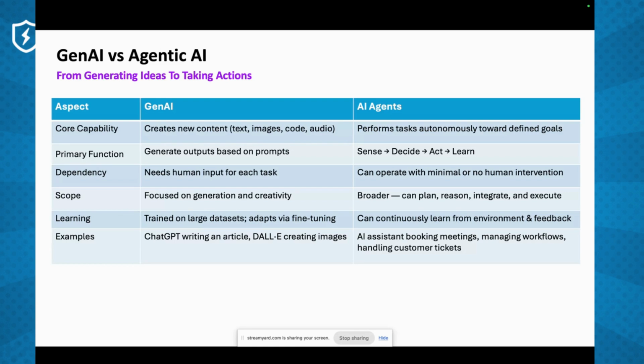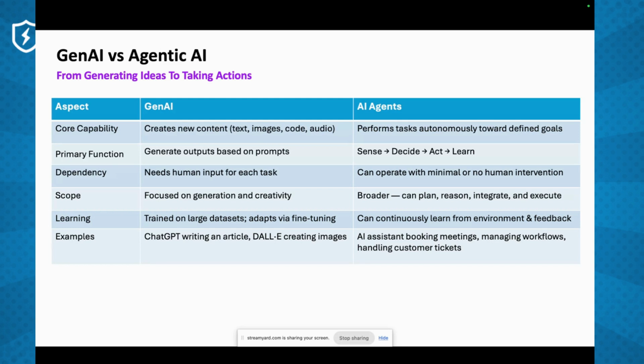Similarly, in terms of dependency, Gen AI needs human input for every task. So we are not talking about anything which can decide, right? You need to give human input. But then AI agents can operate with minimal or no human intervention.